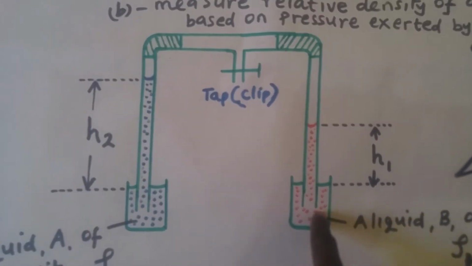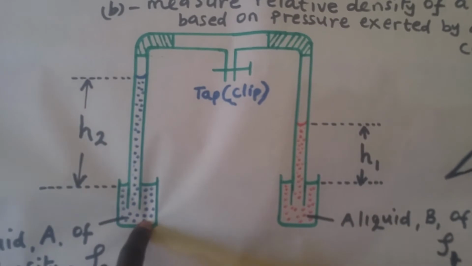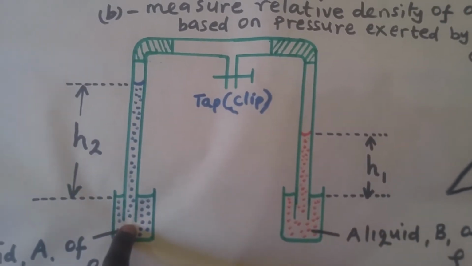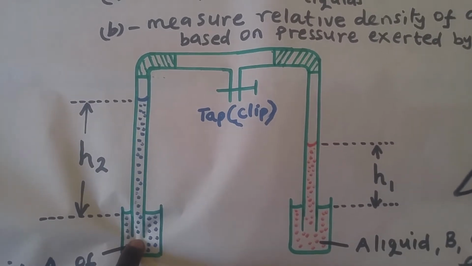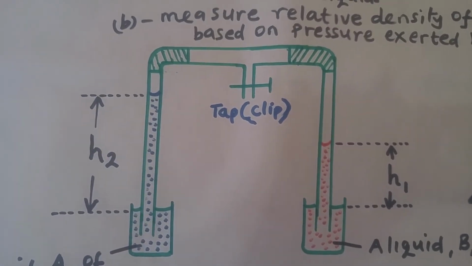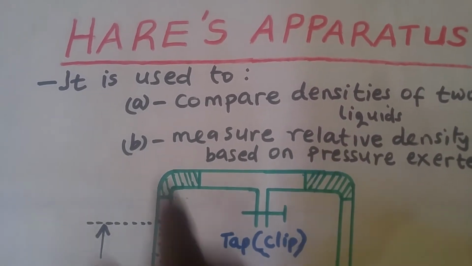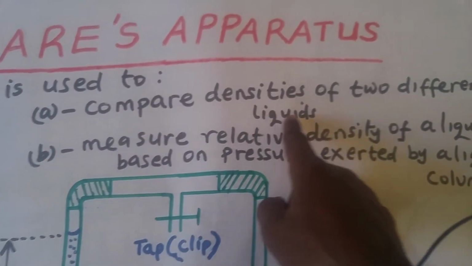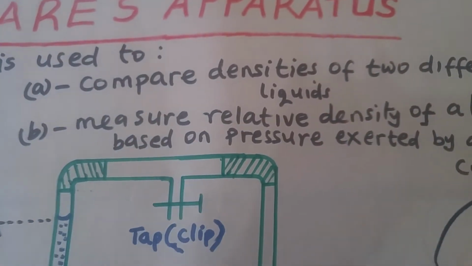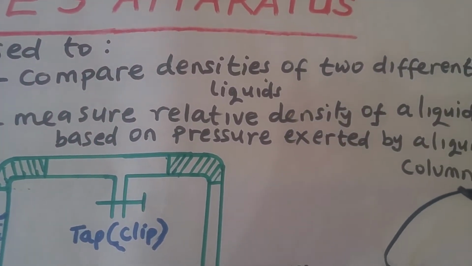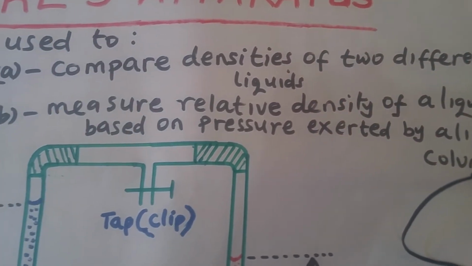So here we shall have a different liquid. Here we shall also have a different liquid. We could call this one liquid A. This is liquid B. So what are the uses of Hare's apparatus? Let's first go back and look at this Hare's apparatus. It is used to compare the densities of two different liquids. So we use Hare's apparatus to compare the densities of two different liquids.